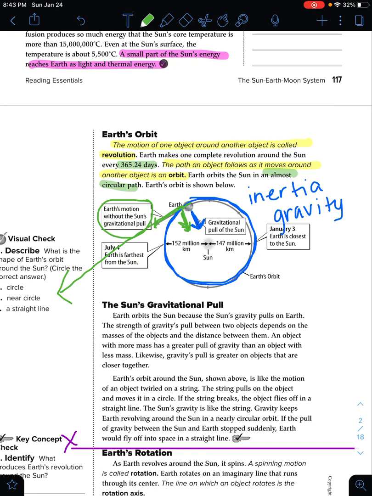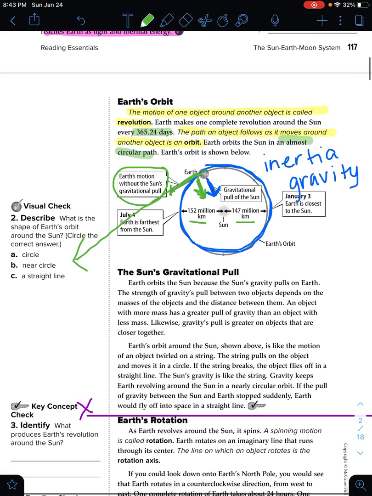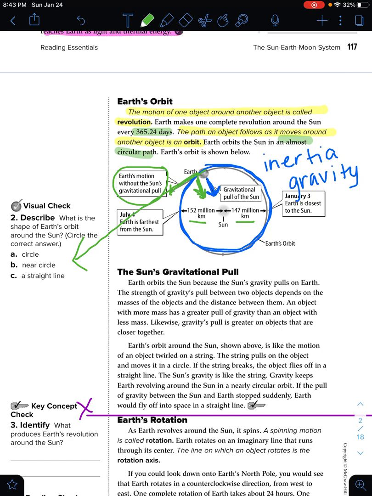So then there are a couple of times in our year, like every 6 months, when we're farthest from the sun. So 152 million kilometers, and when we're closest to the sun, 147 million kilometers. Isn't that interesting that we are a little teeny bit closer to the sun when it is so cold here, huh? So, okay, so let's read a little bit about this.